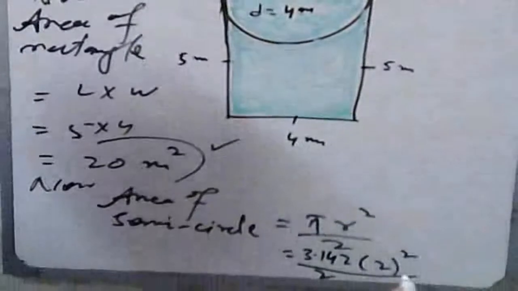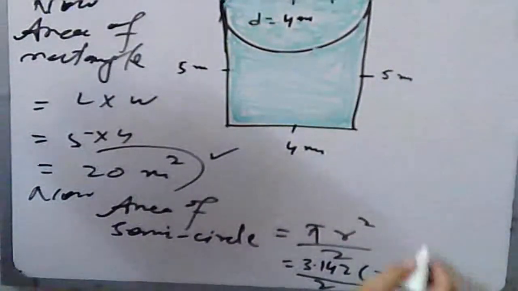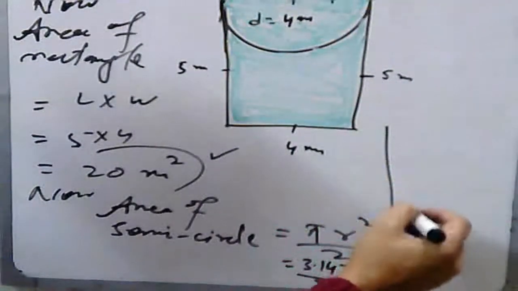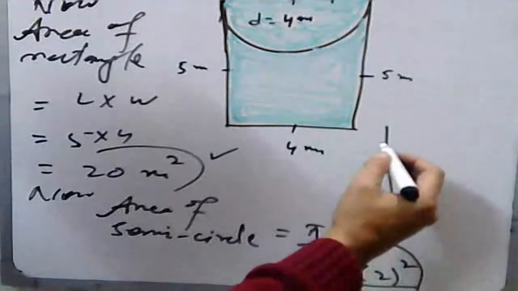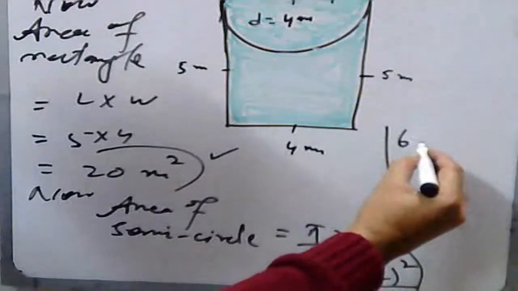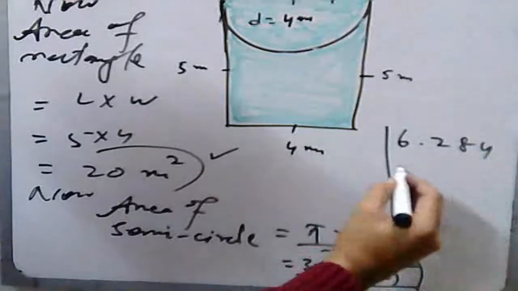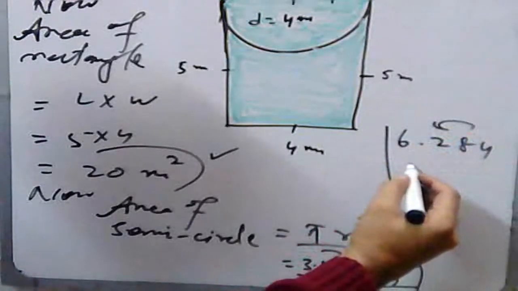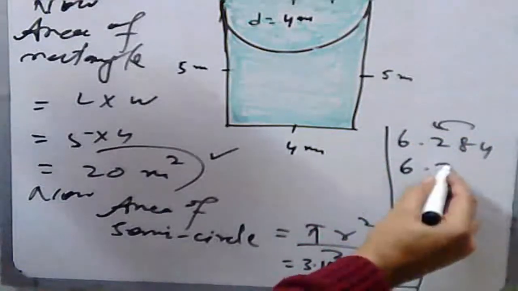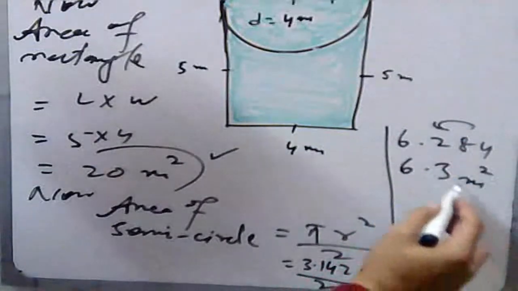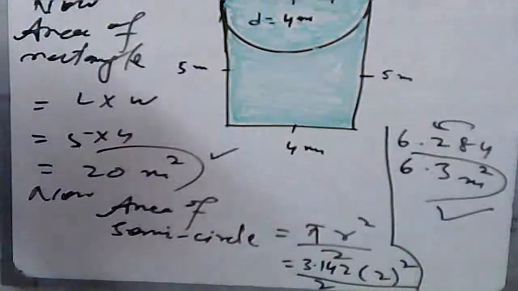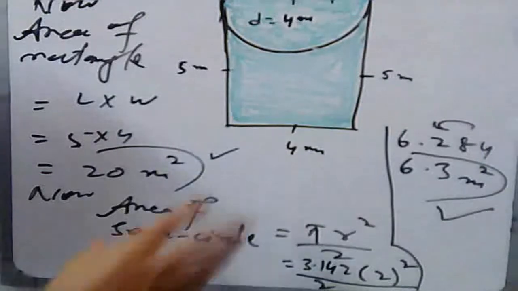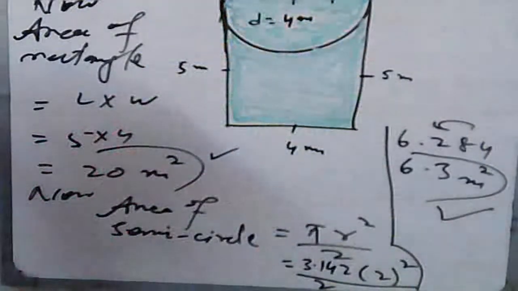After simplification you will get 6.284. The calculator gives this value, but after rounding you will get 6.3 meter square. So that is your area of the semicircle, 6.3. So for the area of the shaded part, simple, we have to add it.